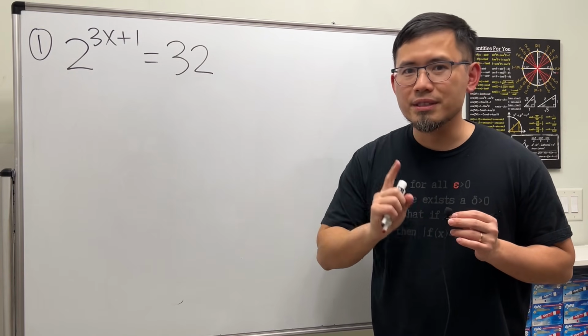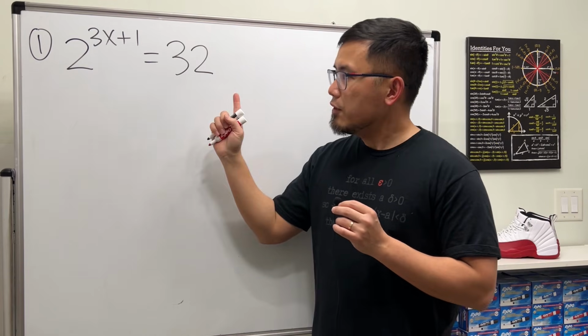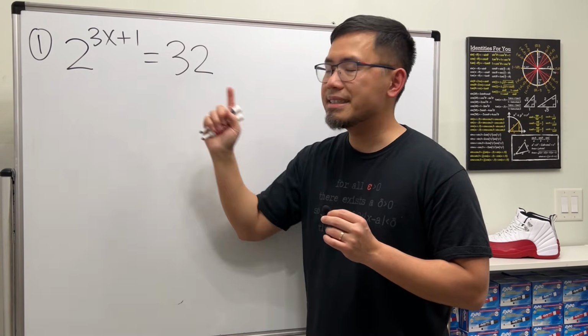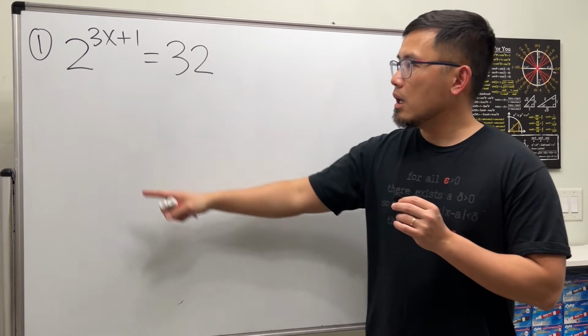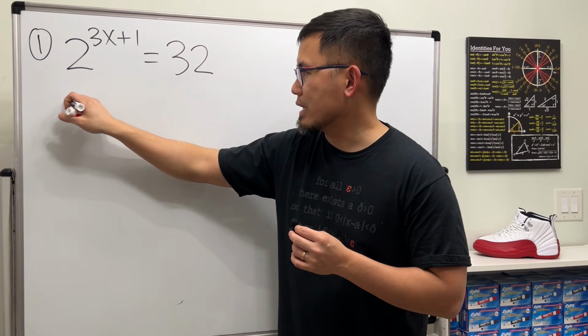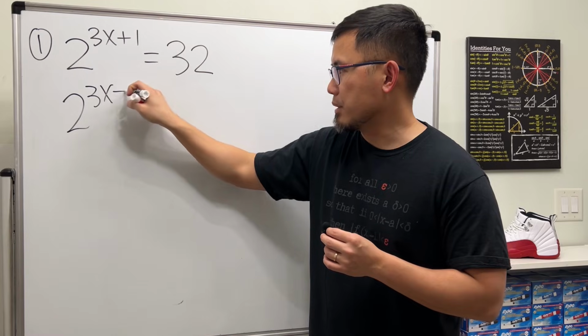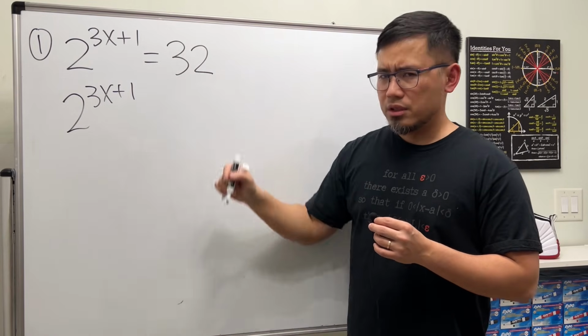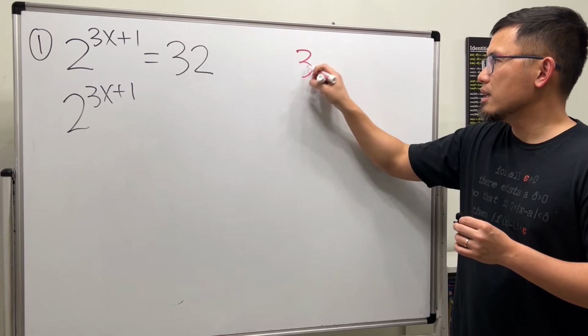Now, here's the first thing you have to keep in mind. Whenever possible, we want to make both sides have the same base. On the left-hand side, we have 2, and we cannot break it down anymore. So we just have 2 to the 3x plus 1. But for 32, I think we can break it down, right?